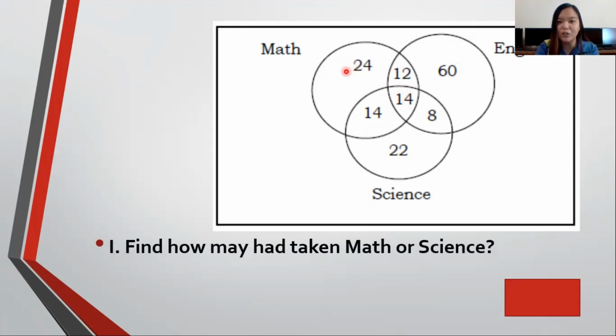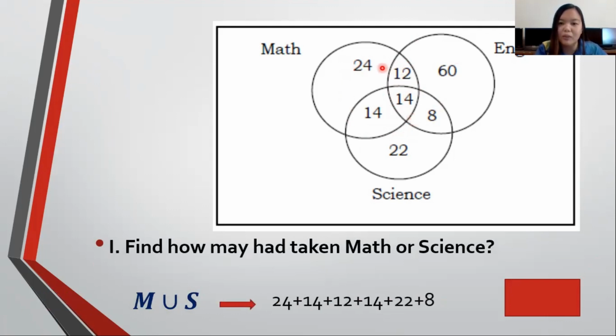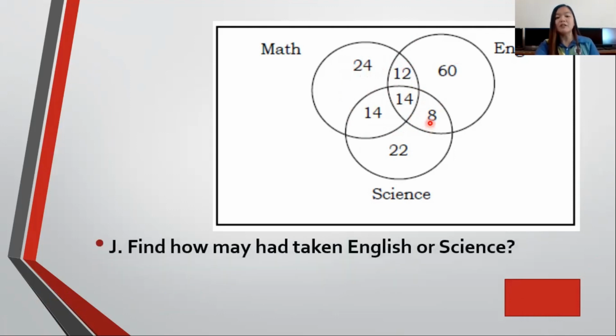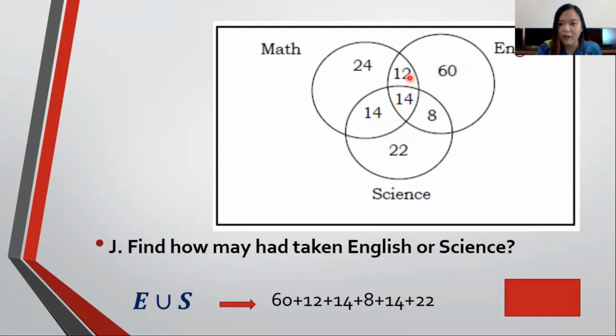Next, find how many had taken math or science. Again, the union of set M and set S. So, your solution is going to be 24 plus 14 plus 14 plus 12 plus 22 plus 8. You have 94. And then, find how many had taken English or science. So, English or science, dito naman, E union S. So, you have 60 plus 12 plus 14 plus 8 plus 14 plus 22. You have 130.